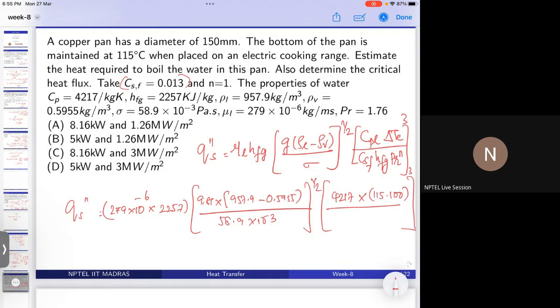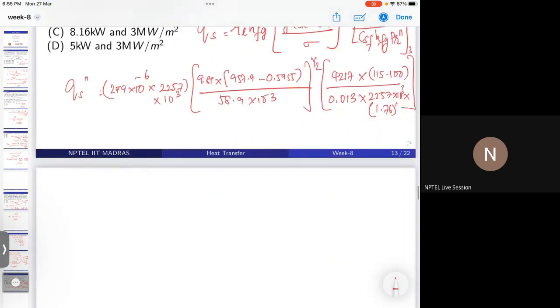Then the whole thing cubed, divided by CSF, which is 0.013, into HFG, 2257 into 10 raised to 3, into the Prandtl number raised to 1. If you calculate this, you can check later. You will get close to 4.619 into 10 raised to 5 watt per meter square.